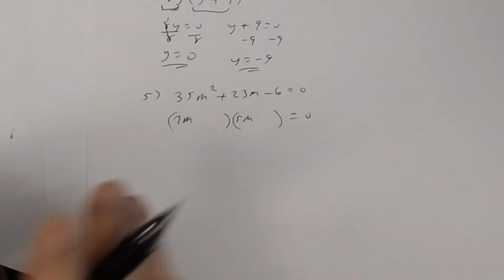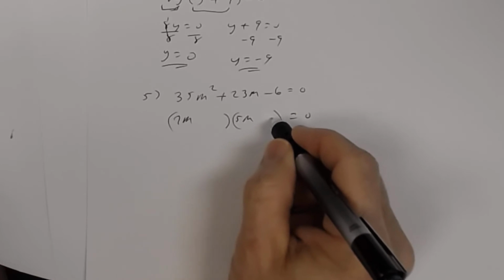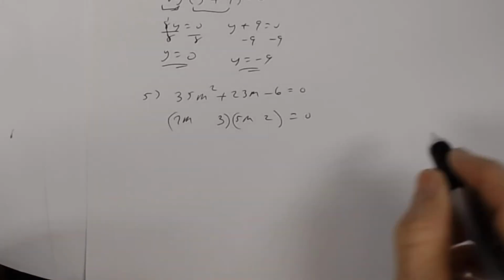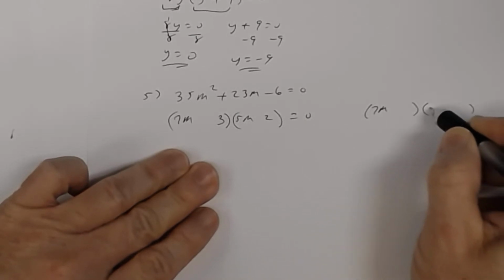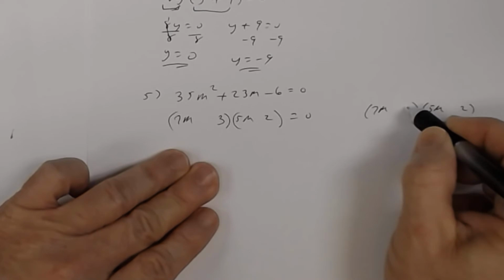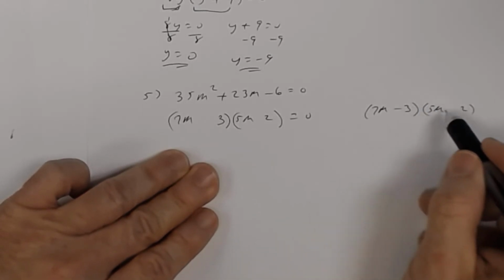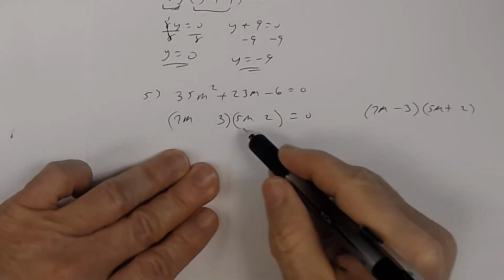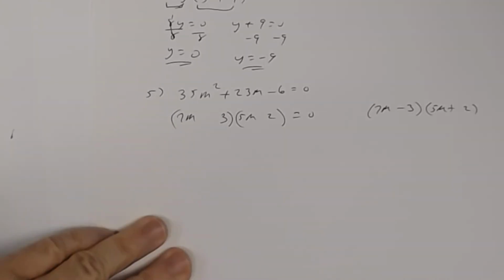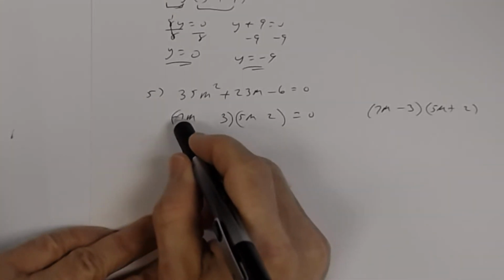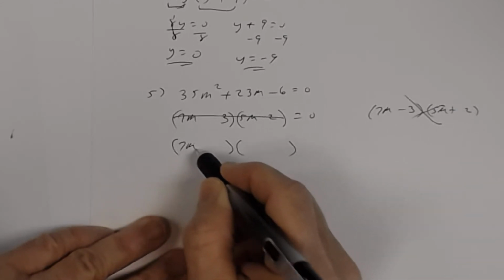Let's just try something. Let's put 3 here, 2 there, see if it works. So I'm going to go off to the side and figure this out. 7m, 5m, 2, and 3. And that's not going to work because no matter where you put the negative and the positive, you're not going to get that 23m. So that didn't work. So let's try 7m, 5m.